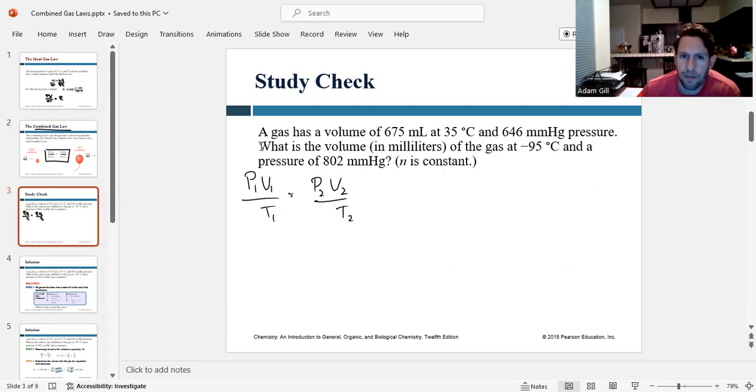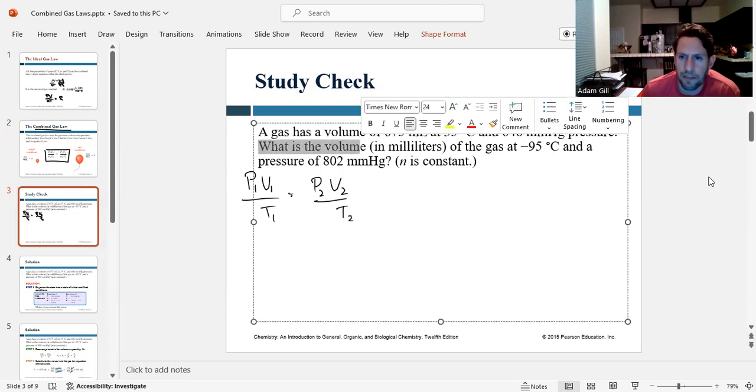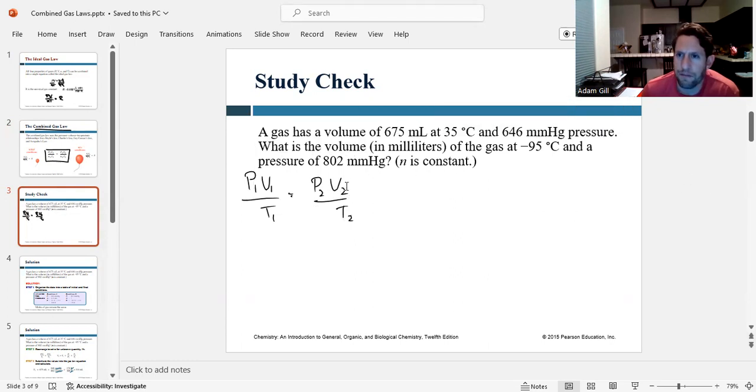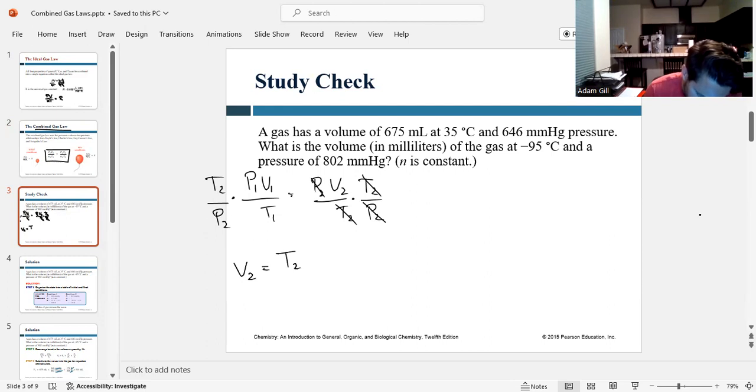Now, they're asking us what is the volume of the gas under a second set of conditions. They're asking us to solve for V2. And so let's multiply both sides by T2 over P2. What that's going to do is cancel pressure 2 and temperature 2 from this side of the equation, and that's going to give us V2 all by itself. And so V2 is equal to temperature 2 times pressure 1 times volume 1 all over pressure 2 times temperature 1.